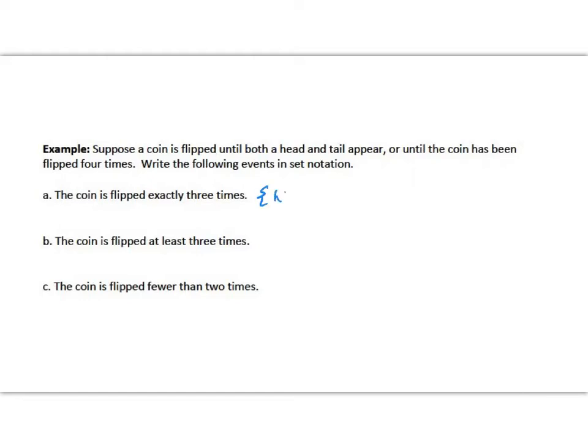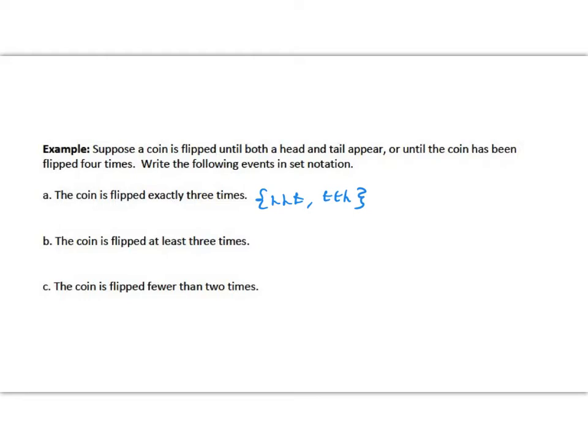So you could get 2 heads and a tail. Let's try that again. We could get 2 heads and then a tail. Or you could get 2 tails and a head. And that would be the situation where the coin would be flipped exactly 3 times.